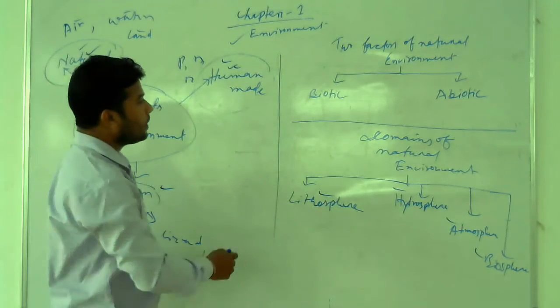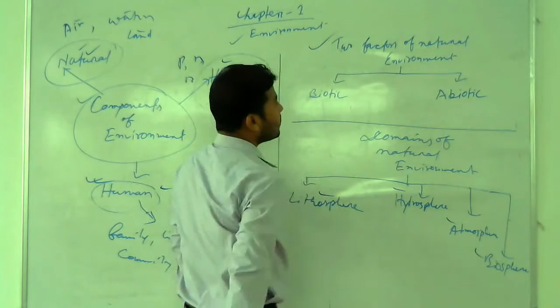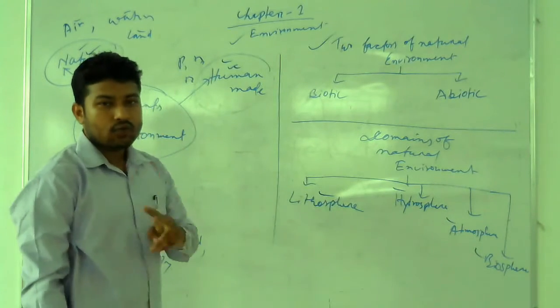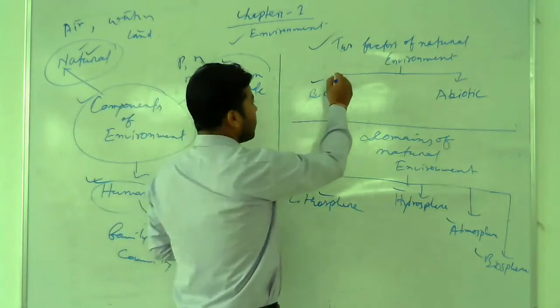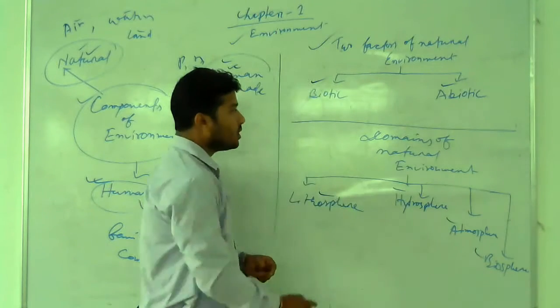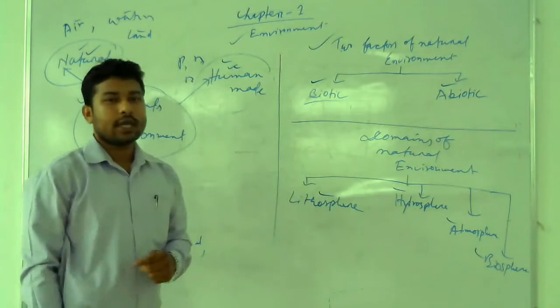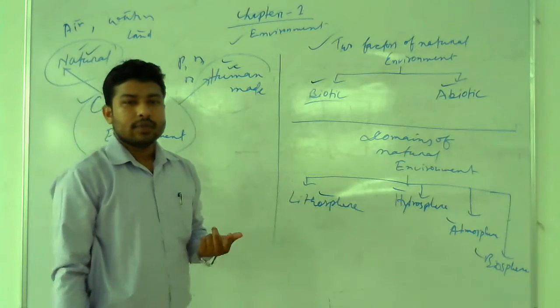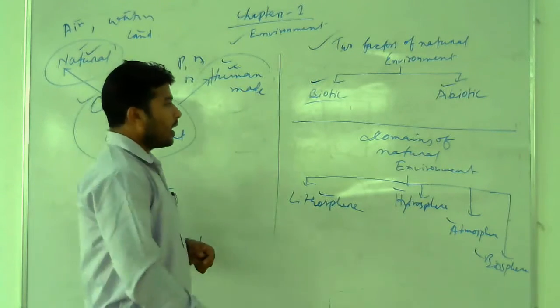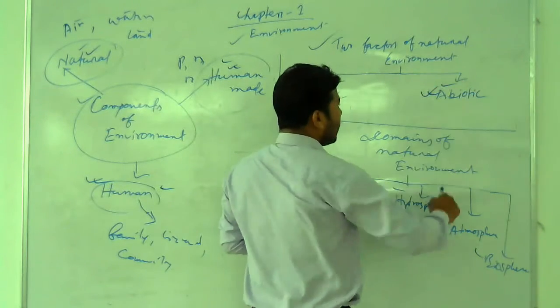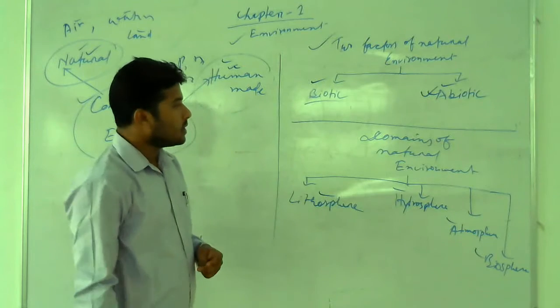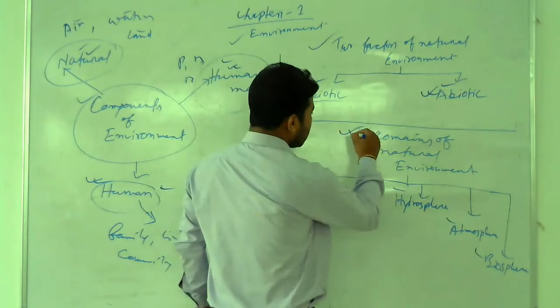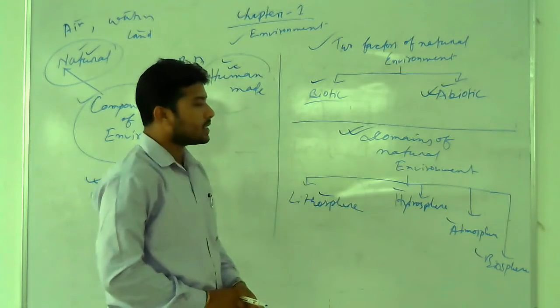After that we will discuss the two factors of the natural environment. One is biotic and another is abiotic. Biotic means the living organisms like animals and trees. And abiotic components means the non-living things. Today we will discuss mainly these domains of the natural environment.